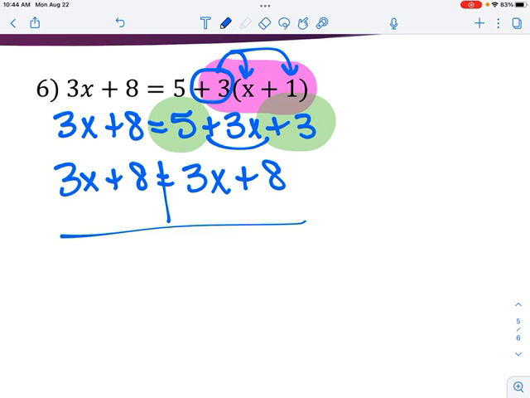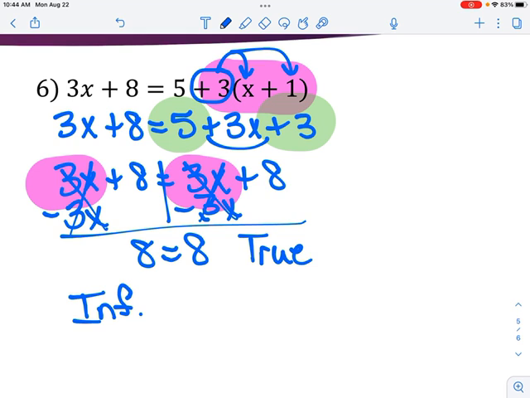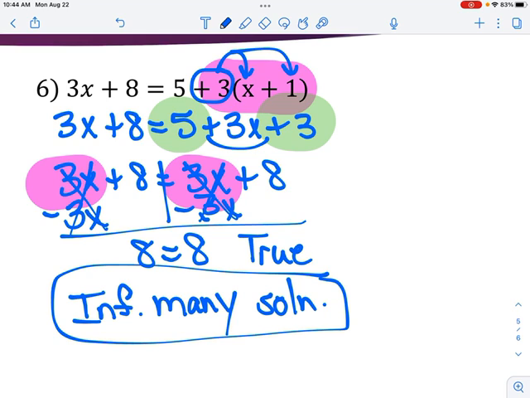Now I should recognize that, hey, I've got 3x on one side, 3x on the other. So I'm going to minus 3x from both sides. And that gets rid of that, and I am left with 8 equals 8. Now, that is a true answer. So what we would write is that is infinitely many solutions, meaning no matter what number I plug into that original equation, it will always make it true.